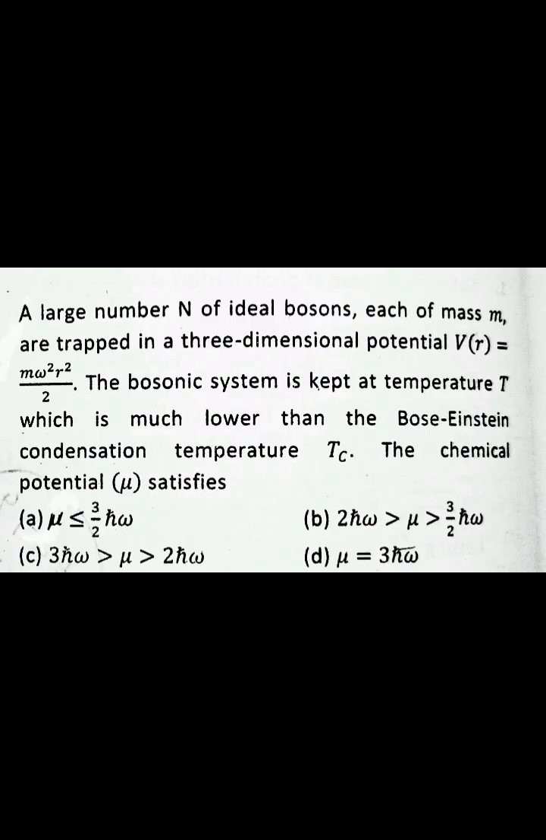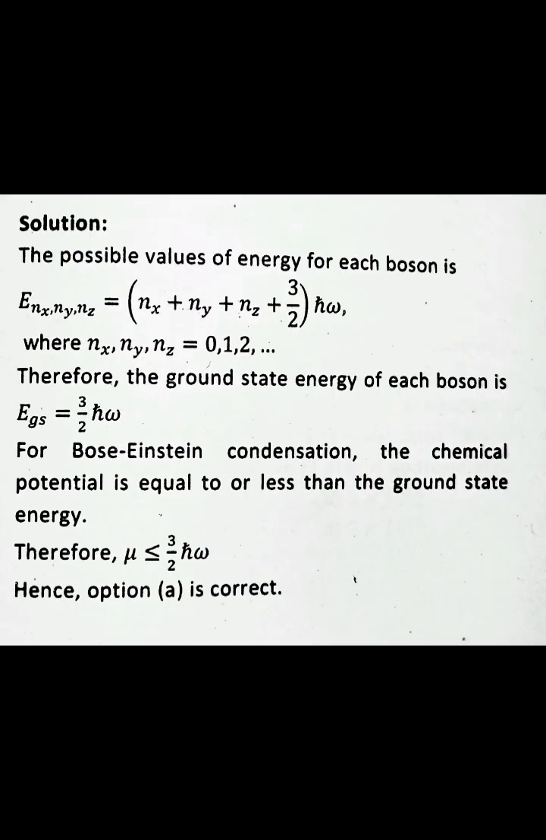The bosonic system is kept at temperature T, which is much lower than the Bose-Einstein condensation temperature Tc. The chemical potential mu satisfies. For bosons, the energy E(nx, ny, nz) is equal to (nx + ny + nz + 3/2) times h-bar omega, where nx, ny, nz are equal to 0, 1, 2, etc. The ground state energy of each boson is E equal to 3/2 h-bar omega.